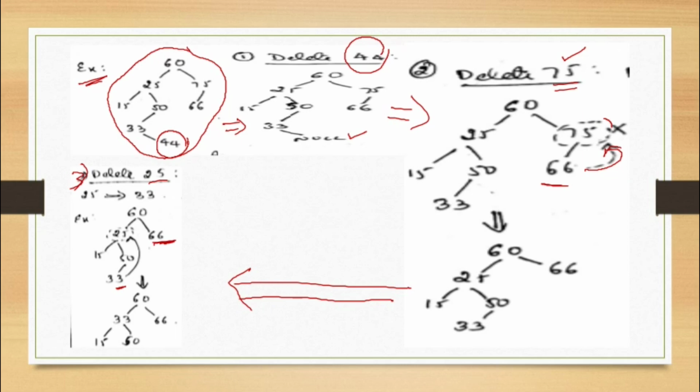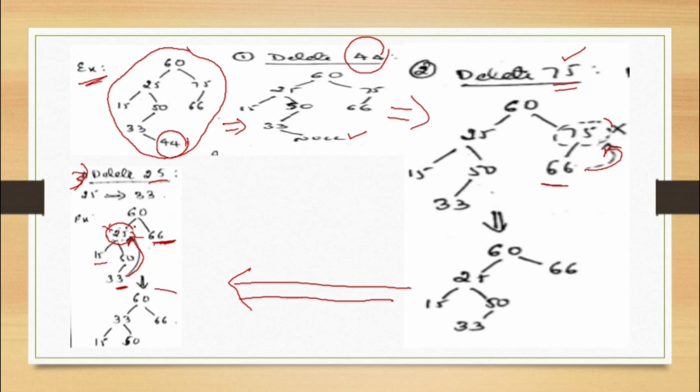So what I'm doing now, there is a catch, students. Now 25 is having how many children? Two children. So here this is giving you the example of two children. Here what you're supposed to do is put the value that is a little bigger than 25 there. So 15 is smaller than 25, and 50 is very big compared to 25, but 33 is a little bigger than 25. You simply have to replace 25 with 33, and delete 25.